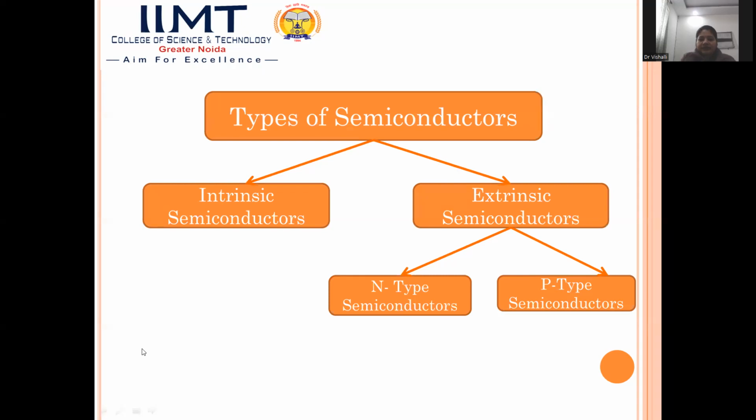Now we'll move to the semiconductors. We have studied what semiconductors are and how we can define them on the basis of their energy band diagram. Now let's study further what the types of semiconductors are. Semiconductors can basically be divided into two types: intrinsic semiconductors and extrinsic semiconductors. Extrinsic semiconductors are further divided into two categories: N-type semiconductor and P-type semiconductor. Let's study them one by one.